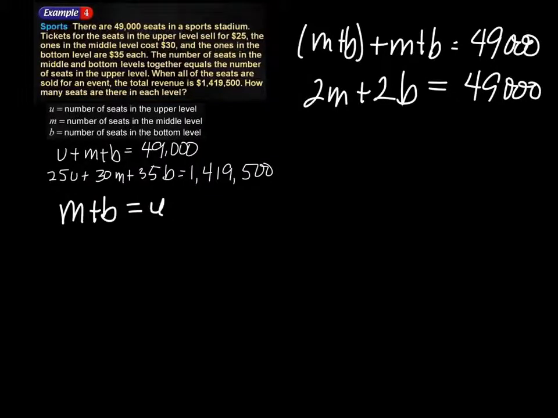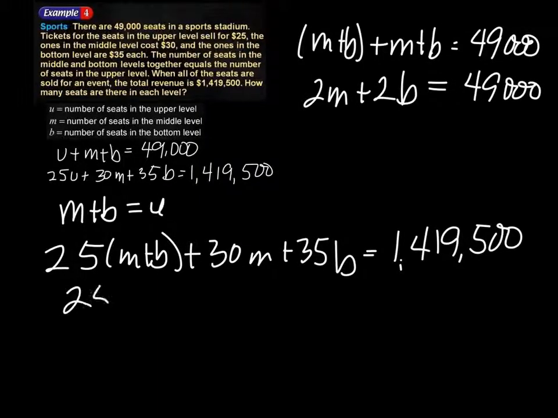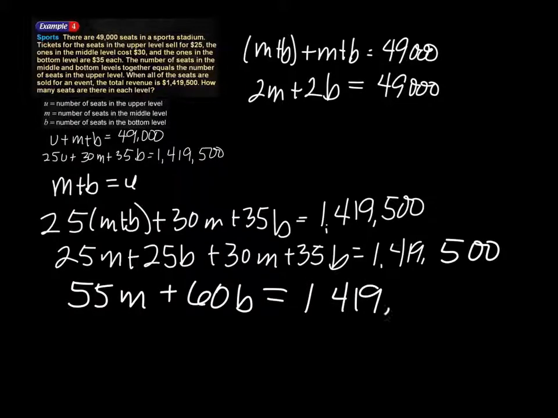And we'll go ahead and go to the second equation, and where there was a u, replace that with m plus b. And we distribute the 25. And I'm going to pause this while I copy everything else down. Then we can combine like terms. So 25m plus 30m is 55m. 25b plus 35b would be 60b. And there's our favorite number of all time again.